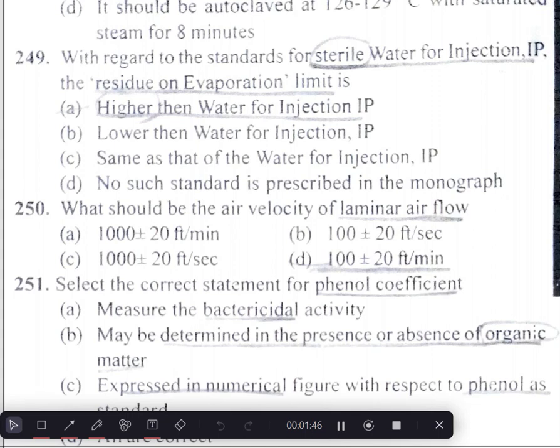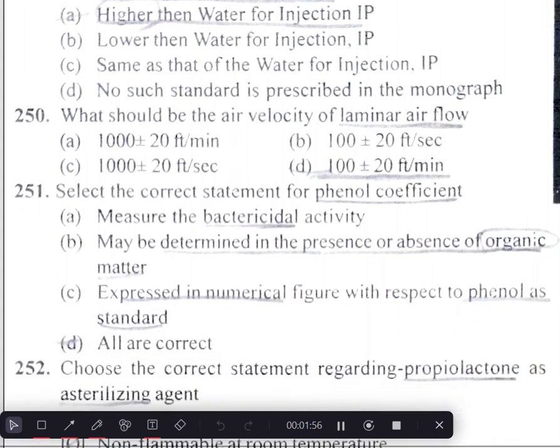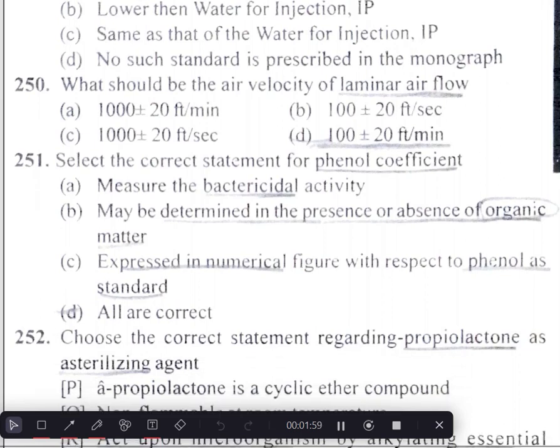With regard to the standard for sterile water for injection IP, the residue on evaporation limit is higher than water for injection IP. What should be the air velocity of laminar airflow? That is 100 plus minus 20 feet per minute. Which of the statements is correct regarding phenol coefficient? That is, it measures the bactericidal activity and may be determined in presence or absence of organic matter, and it is expressed in numerical figure with respect to phenol as a standard.